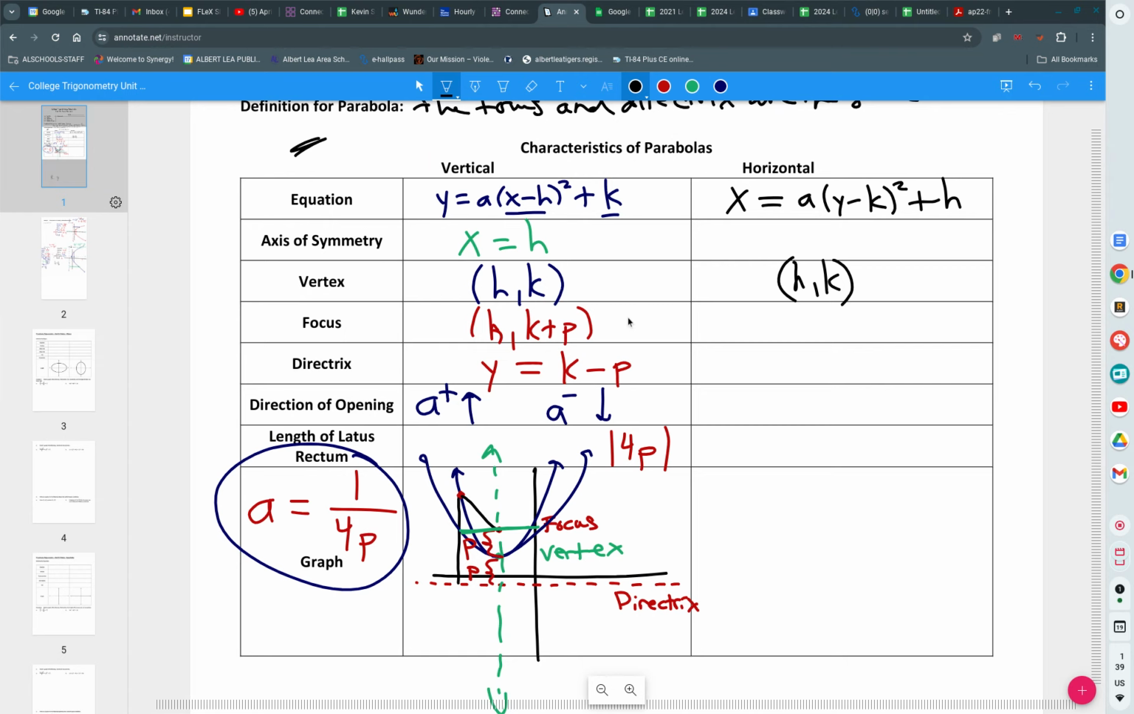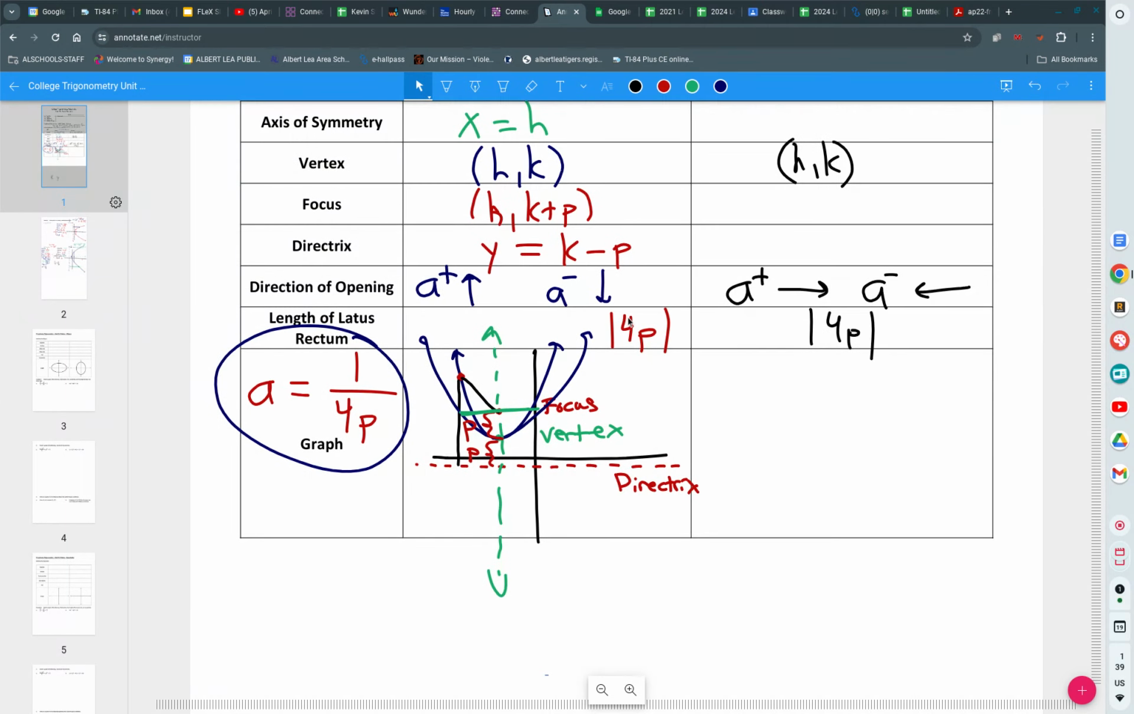Our direction of opening, if a is positive, it opens to the right. If a is negative, it opens to the left. The length of the latus rectum is still the absolute value of p. So I'm going to just sketch a gentle graph here. Not going to make it too crazy, just a basic graph of a parabola. And we say that that thing's the vertex right there at (h, k).